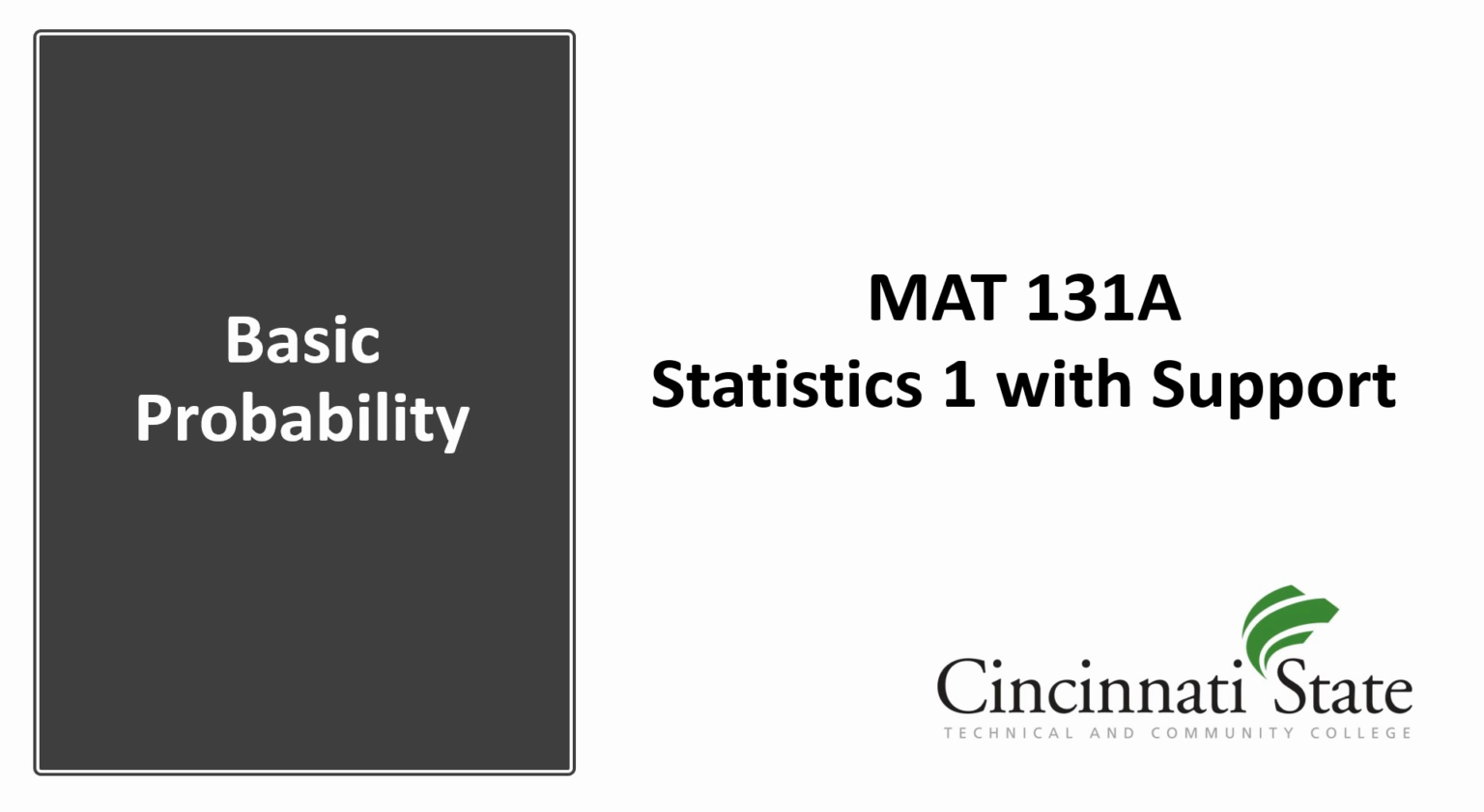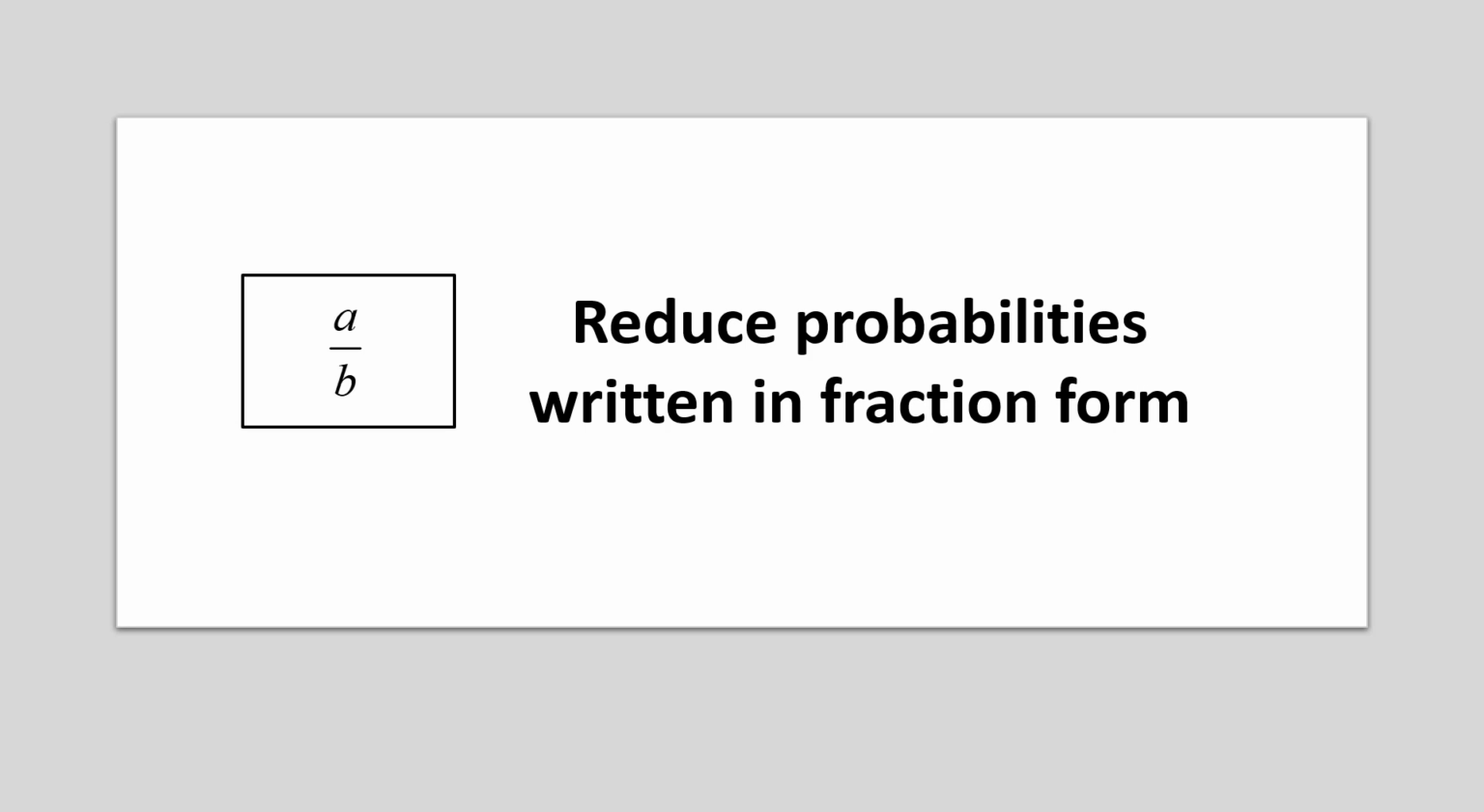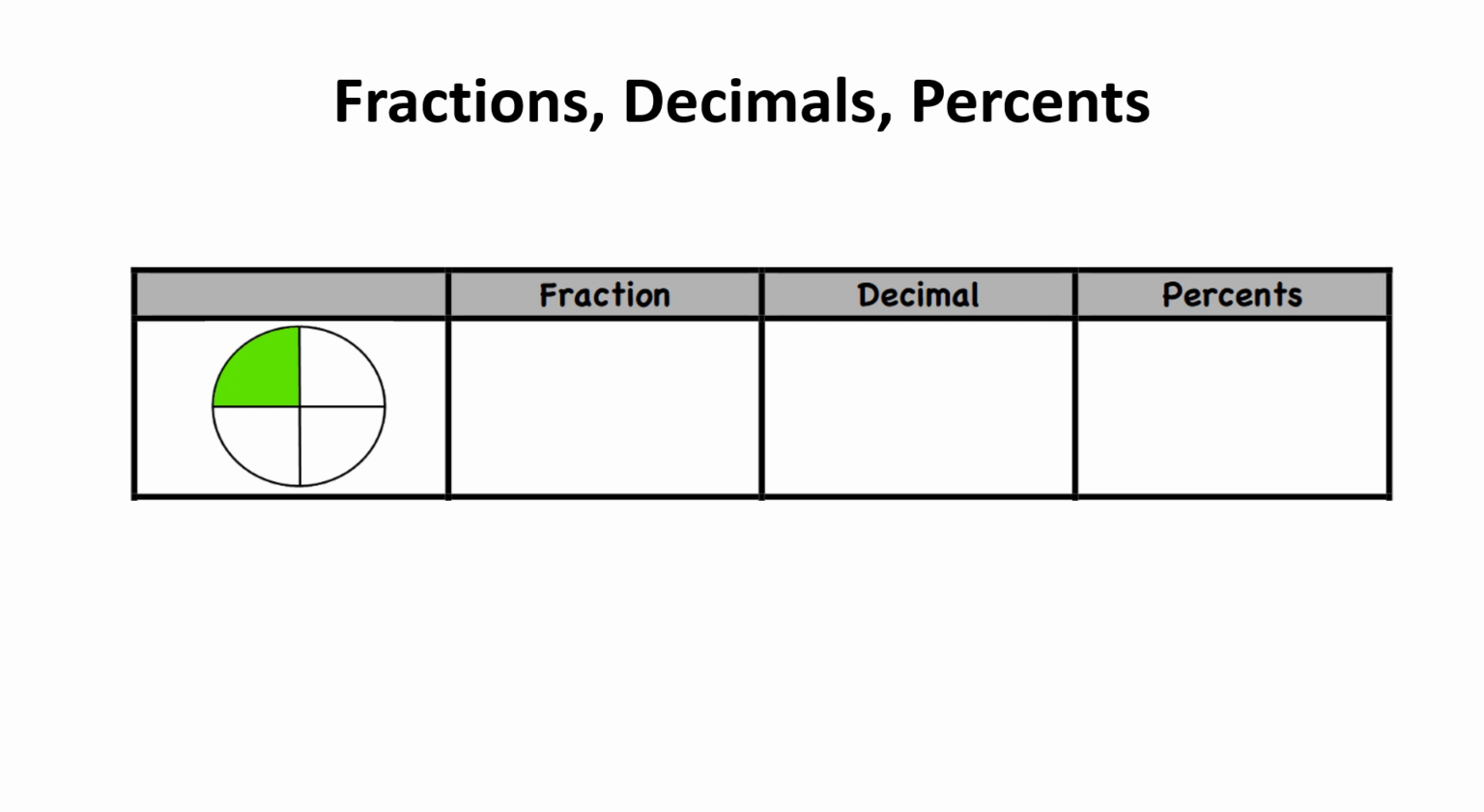Basic probability. Lesson objectives: reduce probabilities written in fraction form, perform various operations involving probabilities, use tree diagrams to compute probabilities. Let's begin. Probabilities can be expressed as fractions, decimals, or percents.